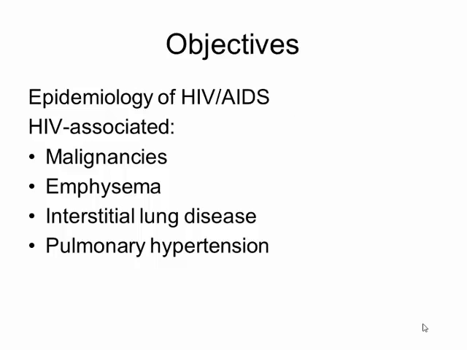So the objectives of the talk: I'm going to take a little bit of time to talk about HIV epidemiology and HIV-associated non-infectious complications. I found the most common and the most relevant are malignancies, talking most about Kaposi sarcoma, which is the most common, and then a little bit about emphysema, and then probably a little bit about interstitial lung disease. I'm not going to spend a lot of time on that, or on pulmonary hypertension.